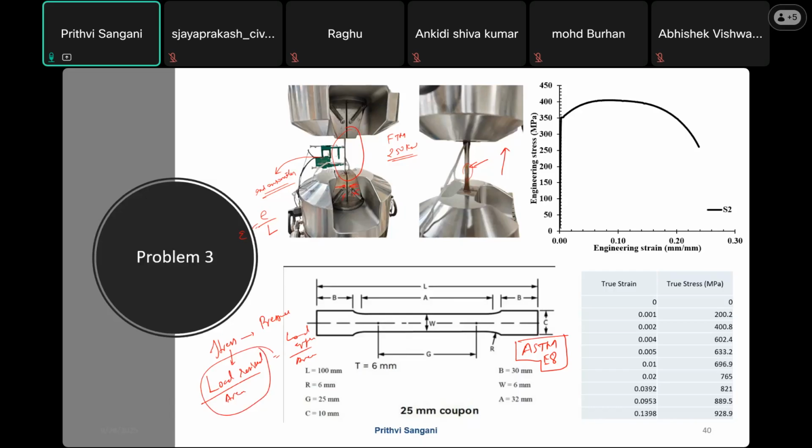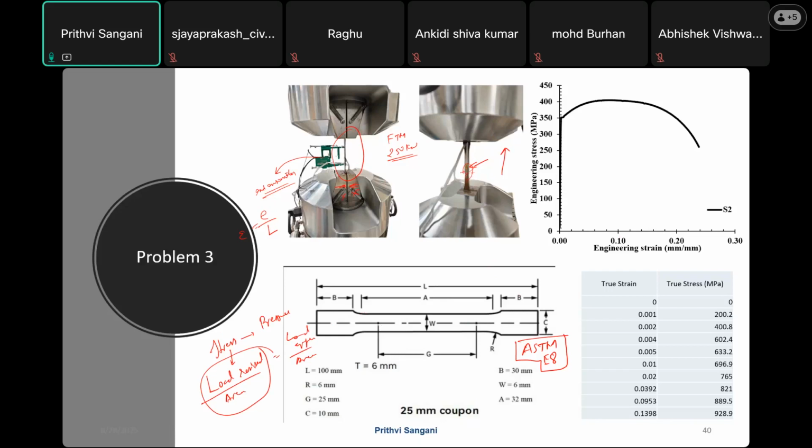Now whenever you are applying the load using this grip, the material tries to resist that load, divided by the area of cross section. So what is the area of cross section in this case? This part only. This part is the width, and you have thickness in this direction. That will give your stress and strain. Okay, so these are the dimensions.